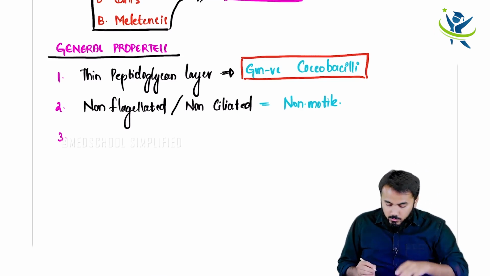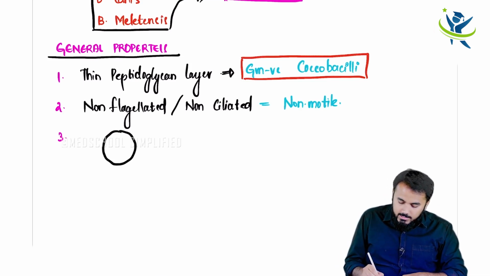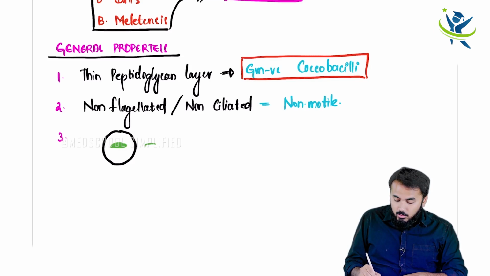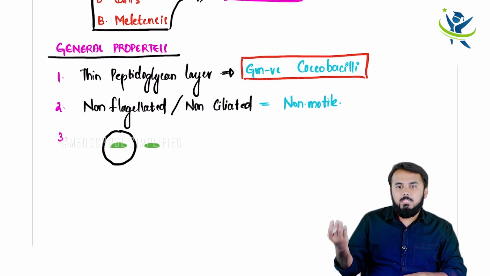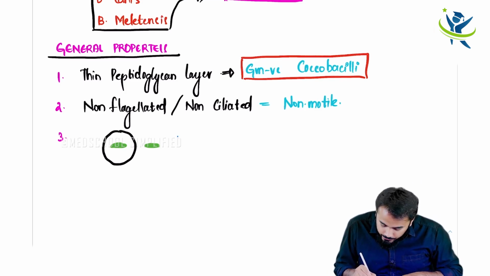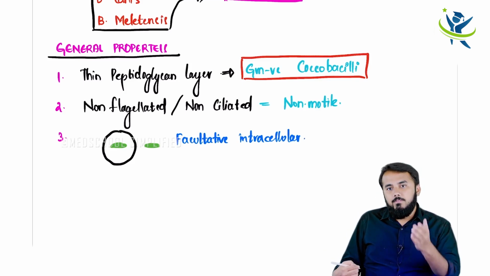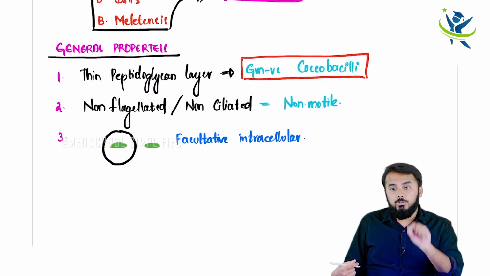But scientists have also found one more thing. For example, let us say this is your host cell, and this is the bacteria over here. The bacteria is living within the cell, and it is also living outside the cell. So it can survive intracellularly and extracellularly. Such bacteria are called facultative intracellular bacteria. Facultative intracellular means the bacteria lives within the cell and outside the cell. That is why we call it facultative. If I call it obligatory, then it should live only within the cell.